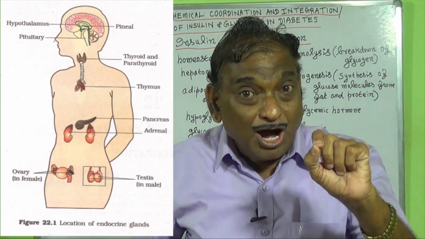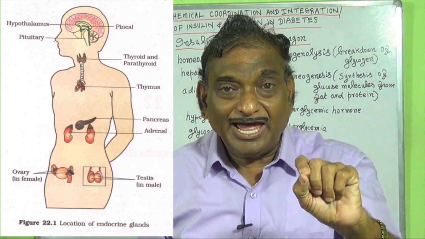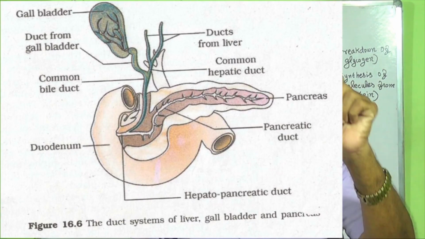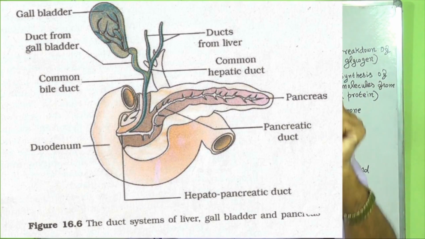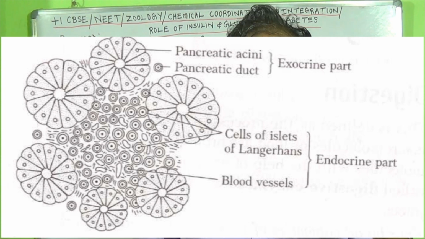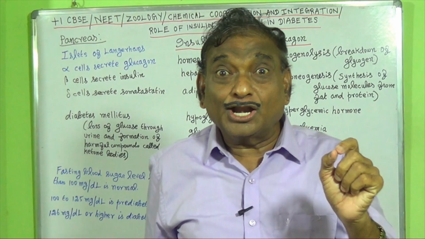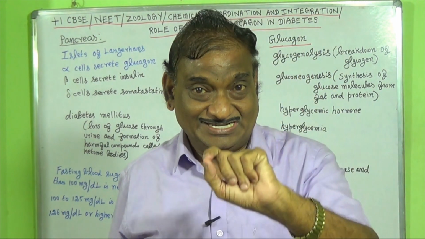If you see the diagram of location of endocrine glands, you can see the location of the pancreas. If you see the diagram of duct systems of liver, gallbladder and pancreas, you can see the structure of the pancreas. If you see the diagram of section of pancreas, you can get the idea of islets of Langerhans, exocrine part and endocrine part. There are two main types of cells in these islets of Langerhans.